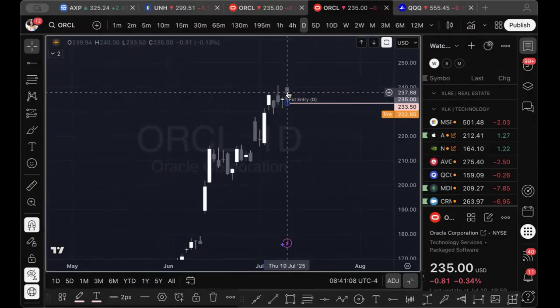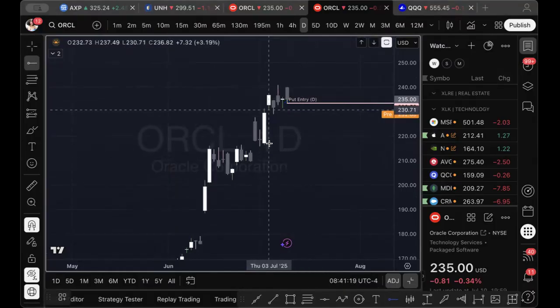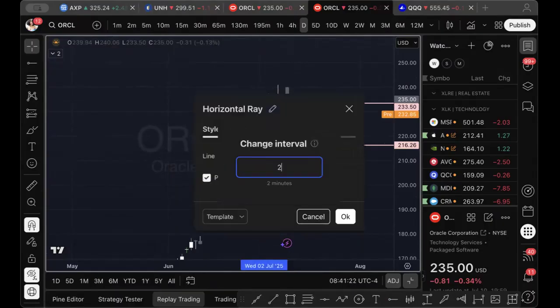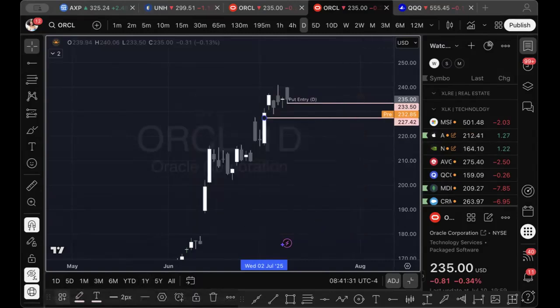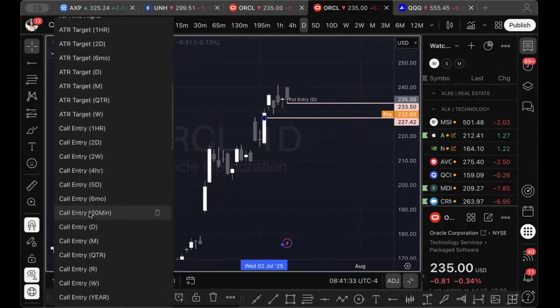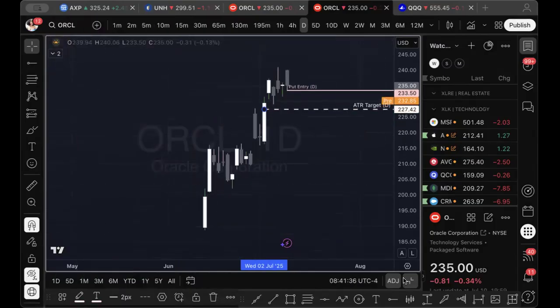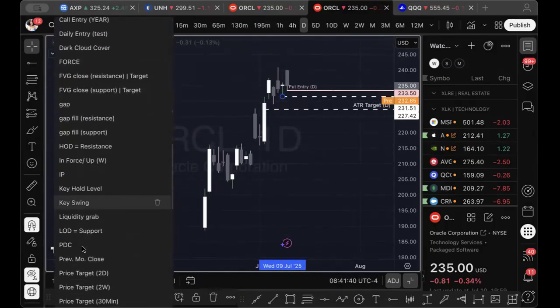And now we just need to figure out what our magnitude is going to be. So let's do that here. So we're looking at 227.42 to the downside. And that's going to be our ATR target. So that's our magnitude. Let's see here. And now we just have to map out our price targets.